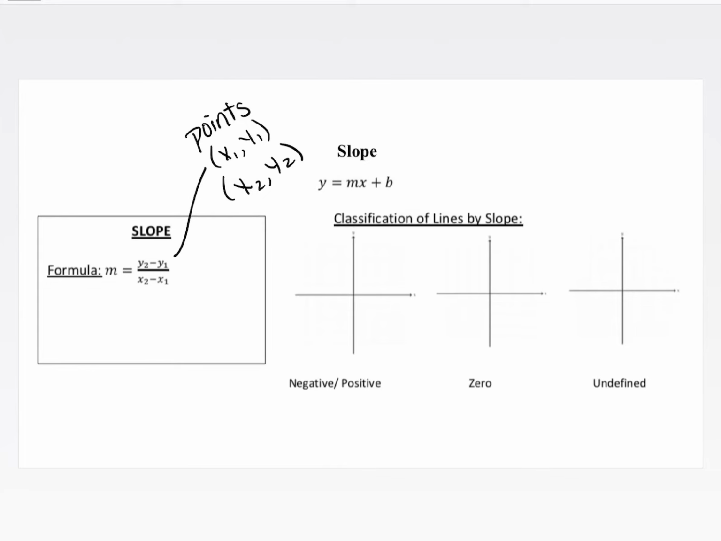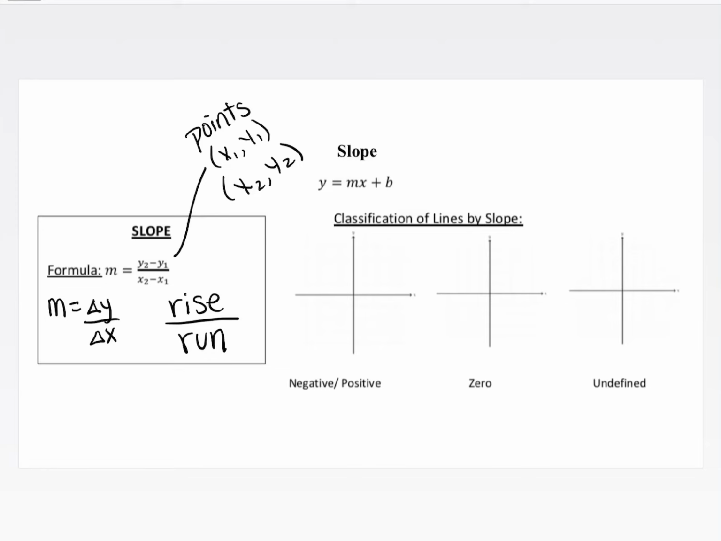Oftentimes we might see this in shorthand, such as change in y over change in x, because we're taking the difference, or the change, between y2 and y1 and x2 and x1. Or we might see it usually in a graphical sense as rise over run. So rise is our y values because we're going up and down on our graph, and then run is our x values because we're going left and right.